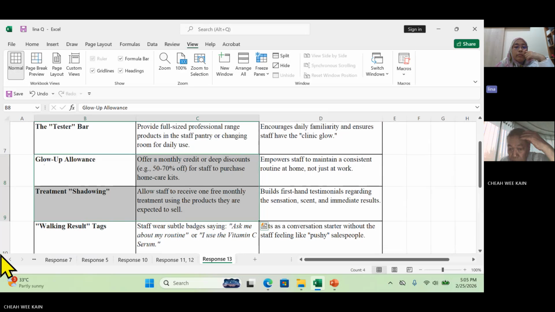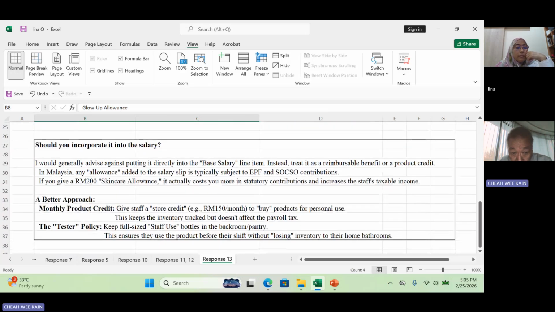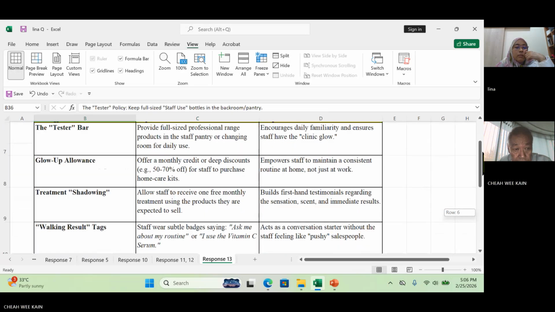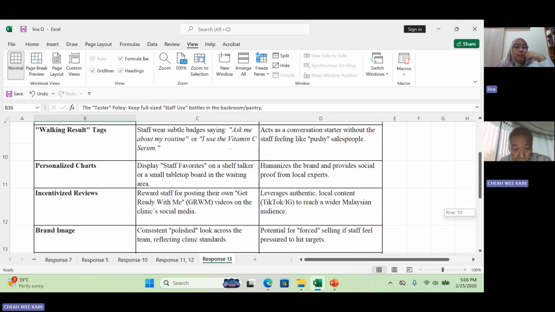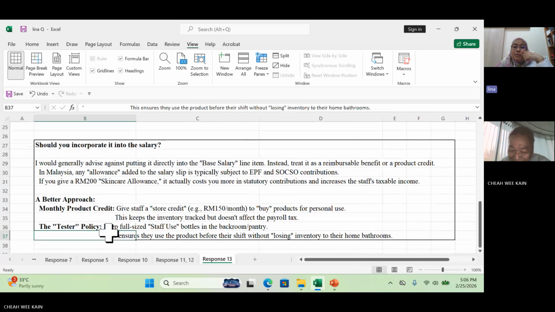Understand? Okay. So in year 4, we don't fill it up, in case income tax comes after you. The tester policy, here, the tester bar one, I recommend you do it like that. Keep full size, with the words 'staff use bottle' in the back room. This ensures they use the product before they ship, without losing inventory to their home. Means they don't steal. Put this in the pantry. Ask them not to simply go and steal it. So I hope I answered your question.